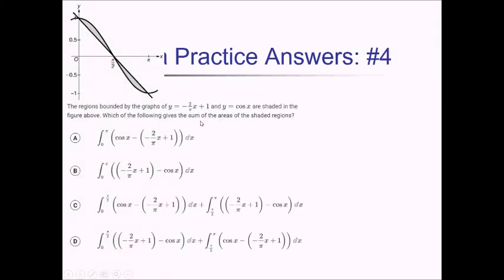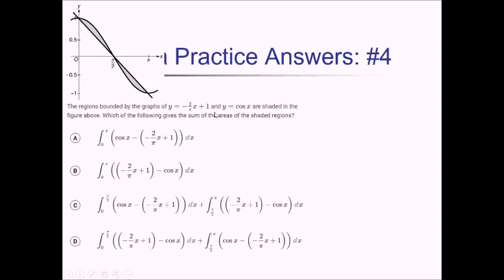For this problem, we have regions bounded by the graphs of a line. It's a weird line, negative 2 over pi x plus 1. But that is a line. It just has a weird slope of negative 2 over pi. And then we also have this trig function, y equals cosine of x. Cosine is the curvy one in the graph, in case you were wondering.